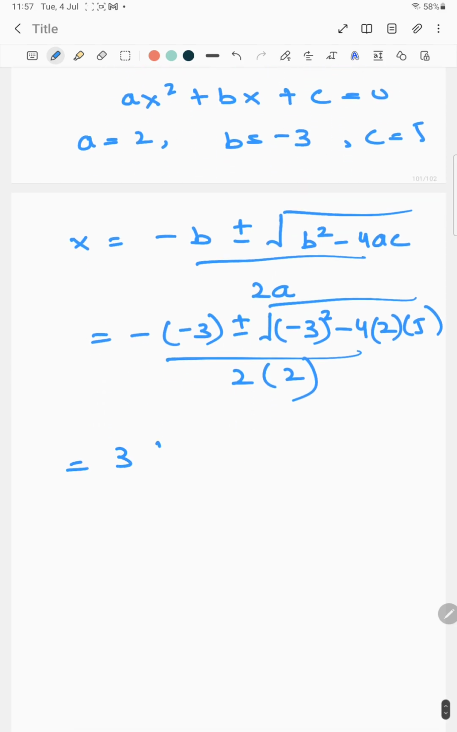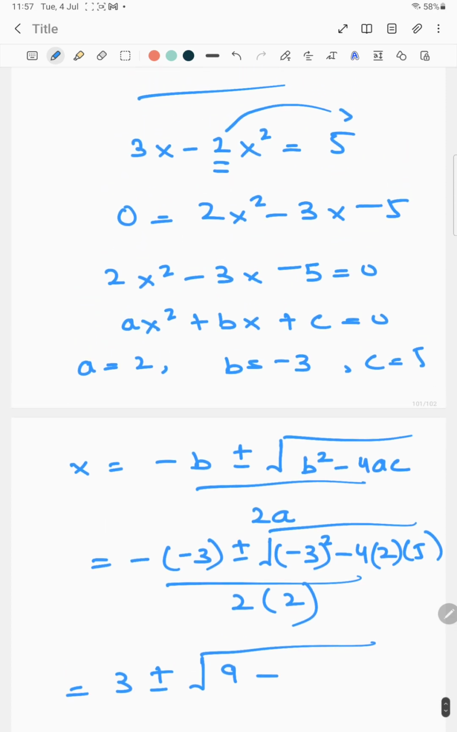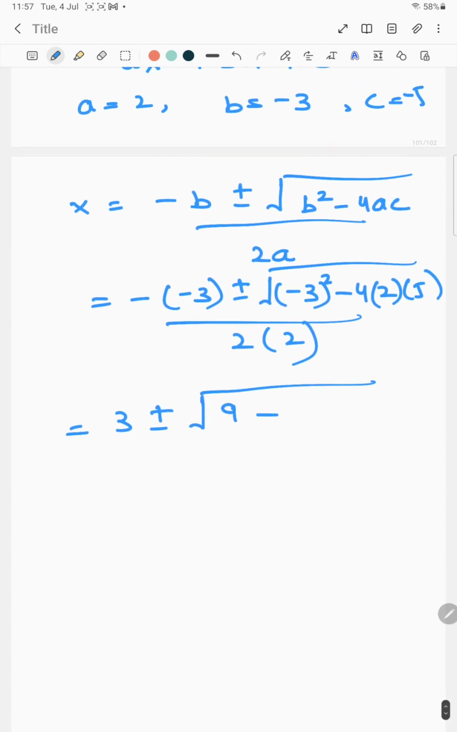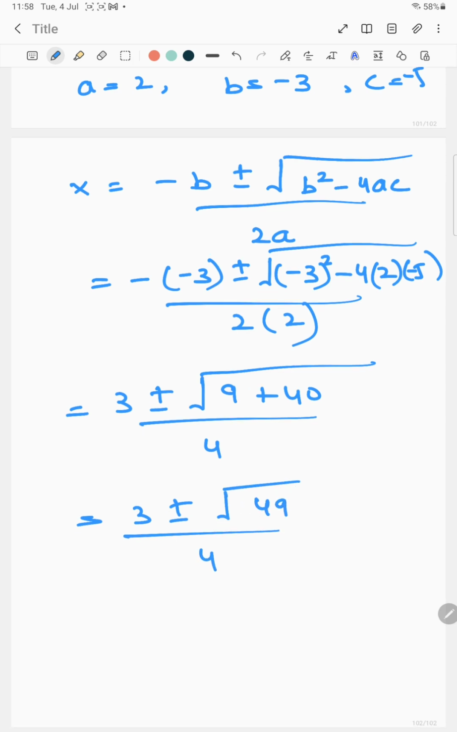So this will be 3 plus minus square root, minus 3 raised to power 2 is 9. 4 twos are 8 and 8 fives are 40. We can take a negative number over here because otherwise we cannot have a square root. I'm just changing it because the value should be positive over here. So see, if it is minus 5 for example, 4 times 2 is 8, 8 times 5 is 40. So it will be plus 40, divided by 2 twos are 4. 3 plus minus square root of 9 plus 40 is 49, divided by 4.